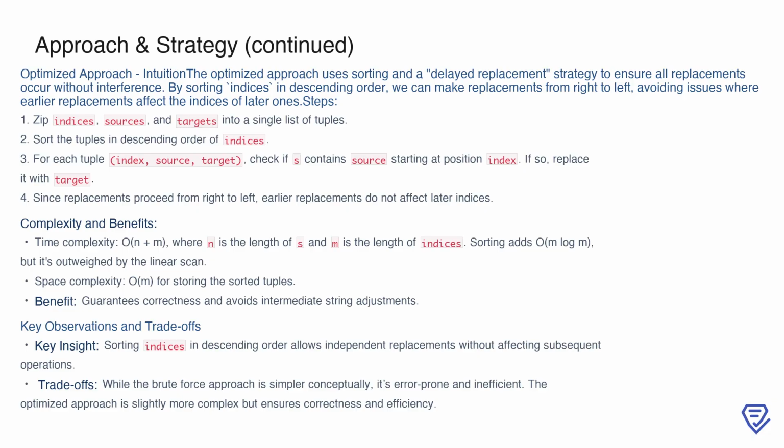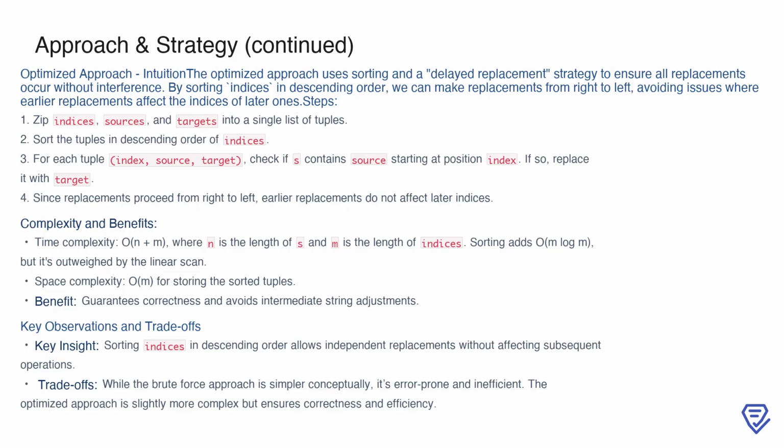The key idea here is to avoid the pitfalls of sequential modifications by using a delayed replacement strategy. To achieve this, we first sort the indices array in descending order. This allows us to make replacements from right to left, ensuring that earlier modifications do not interfere with subsequent ones. The steps are as follows: we zip the indices, sources, and targets into a list of tuples, then sort these tuples by the indices in descending order.